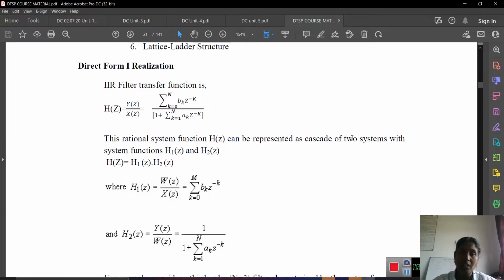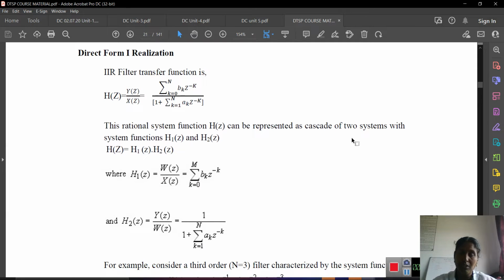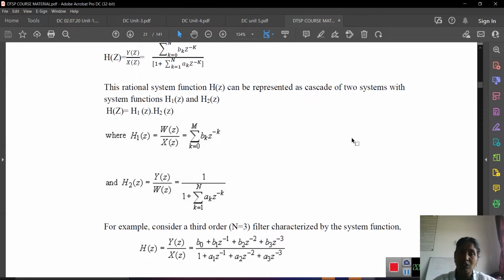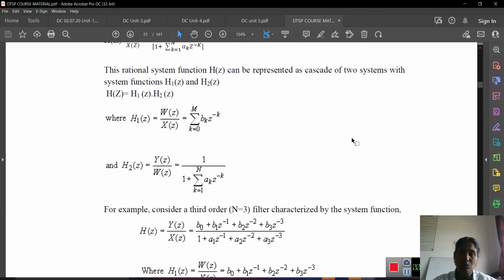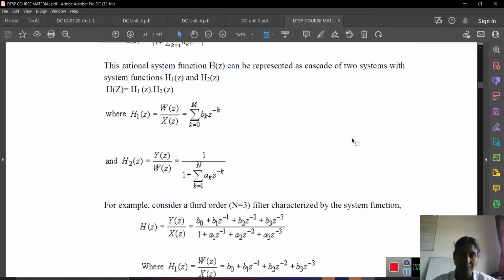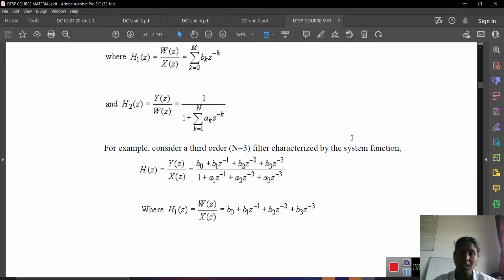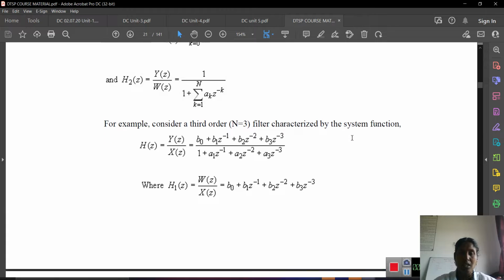Then the direct form 1 structure. We already have the transfer function, H of z equals Y of z by X of z. The rational system function H of z can be represented as a cascade of two systems, that is H of z equals H1 of z into H2 of z. Then H1 of z can be written as W of z divided by X of z, equal to summation of bk z power minus k from the equation. Then H2 of z can be written as Y of z divided by W of z, that is 1 divided by 1 plus summation of ak z power minus k. Finally we get the result H of z equals Y of z by X of z, that is b naught plus b1 z power minus 1 and so on. Like that we get the result.